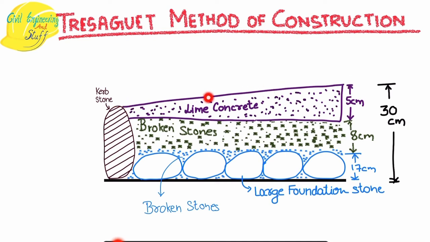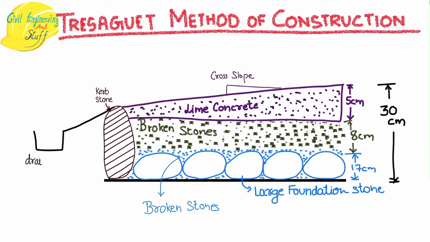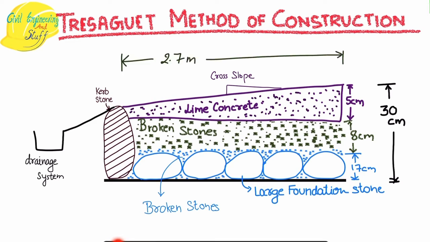And that lime concrete layer, that is the surface layer, had the cross slope, right? While the other two layers were laid flat. You can see there's no cross slope in the bottom two layers. The cross slope was only provided at the surface layer, which led to provision of drainage system as well as the provision of having shoulders in the pavement. So overall, this was how the cross section of the Trusgate method of construction looked. The width of road was 2.7 meters.